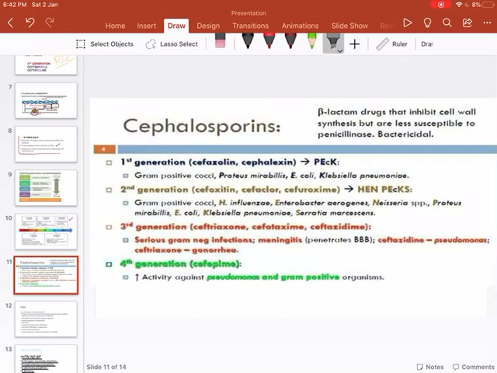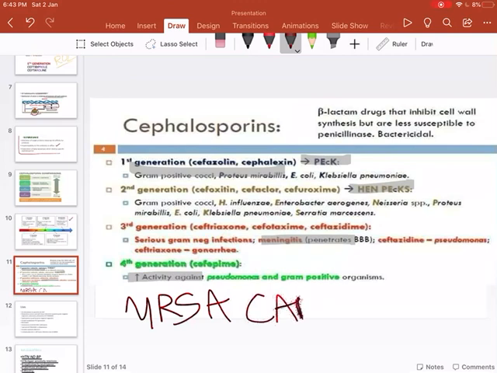Now here there's one more slide showing some mnemonics. So you could see PEC, P is for Proteus mirabilis for first generation. For second generation we have HEN-PEC. And for third generation they penetrate the BBB, which is the blood-brain barrier, because of which they are used in meningitis. And for fourth generation they have increased activity against Pseudomonas and gram-positive organisms. And the fifth generation, I've already told you, they are effective against MRSA, the community-acquired pneumonia, the hospital-acquired pneumonia.